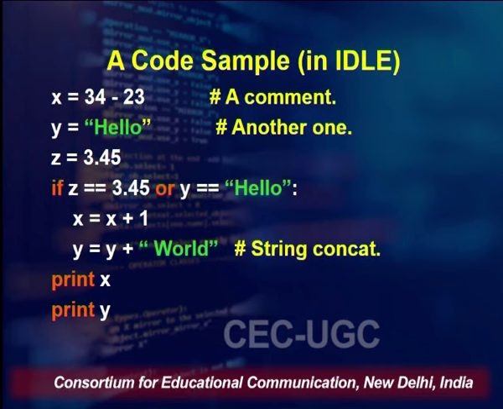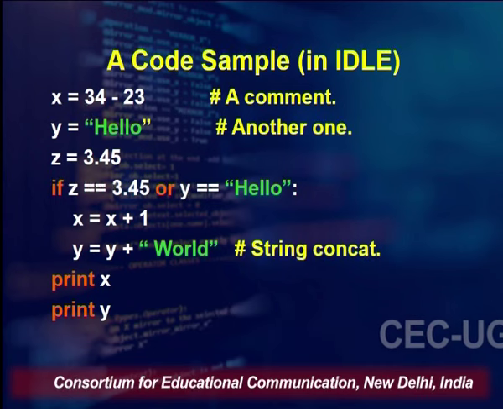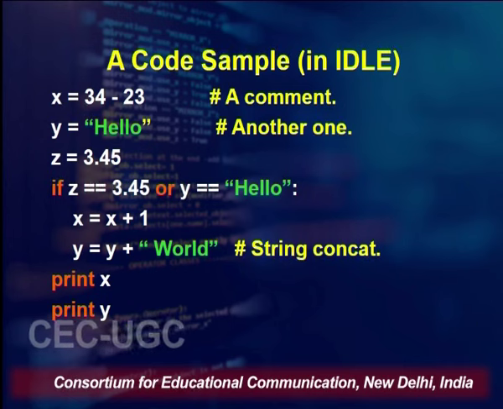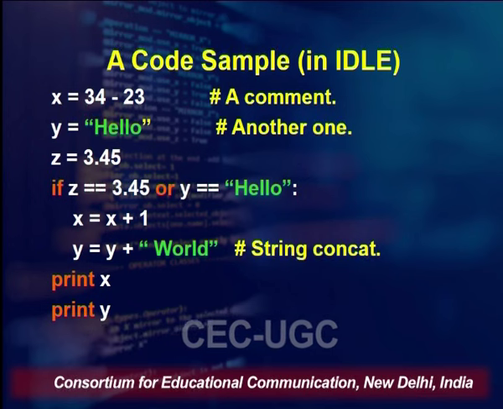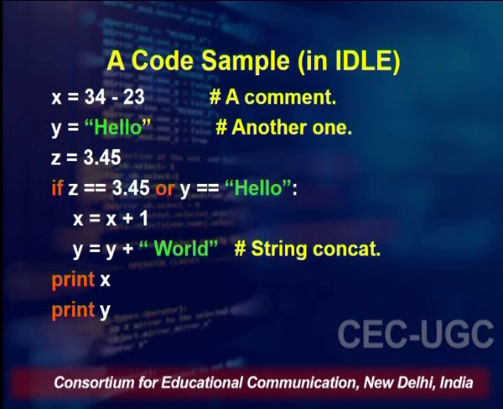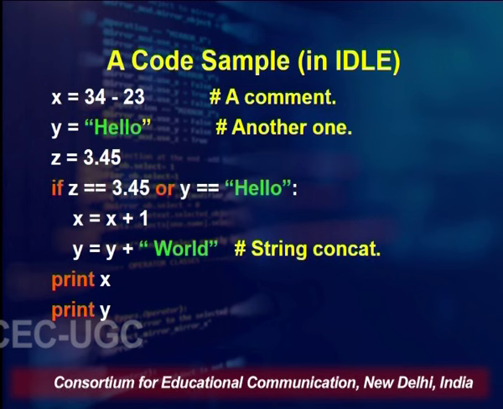So, if you look at a very simple code in your IDLE, it can be something like a simple assignment. We can do an x is equal to 34 minus 23, or we can have a string assignment, or we can have a floating point assignment, right.